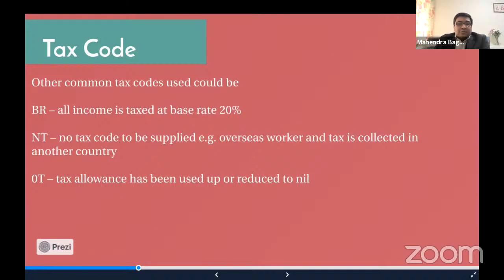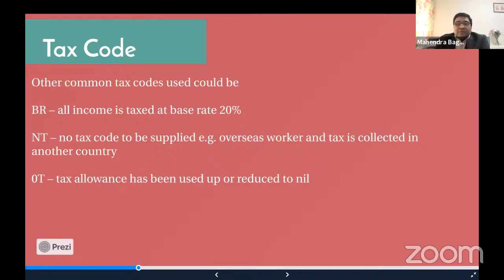The NT tax code is used when someone is an overseas worker and they are not taxed in the UK. And 0T is also given when HMRC believes that you have used your tax allowance and it's nil, whatever other personal incomes or any historical information there may be.